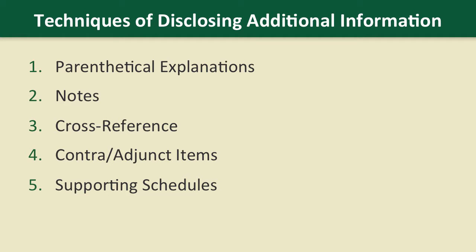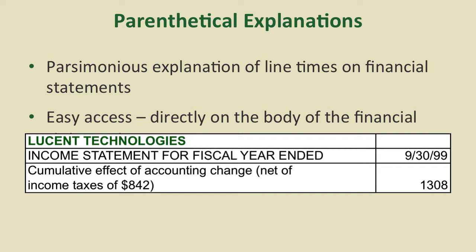First one, parenthetical explanations. Second one, notes. Third one, cross-reference. Fourth one, counter-adjunct accounts. Number 5, supporting schedules. And we're going to talk about them one by one. The first one is parenthetical explanations.